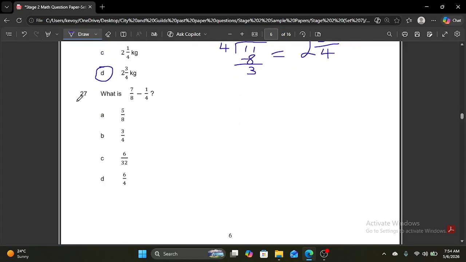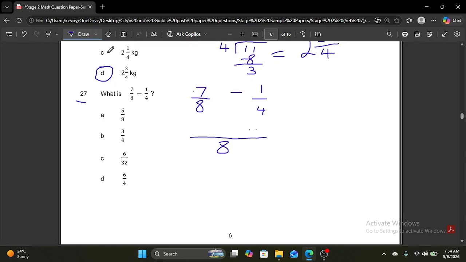Going down right here, we have number 27, and we're subtracting this time. So we have 7 over 8 minus 1 over 4. What's the lowest common multiple right here? Well, 8 times 1 is 8. 4 times 2 is 8. So our common denominator is going to be 8.